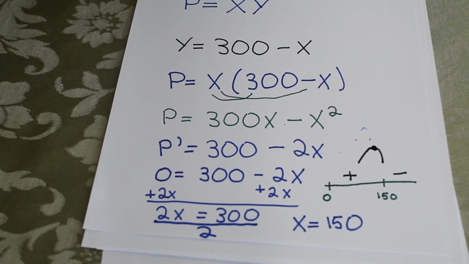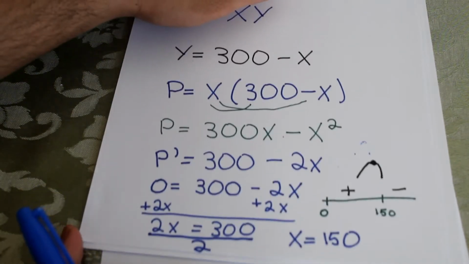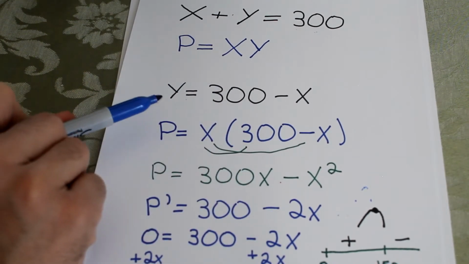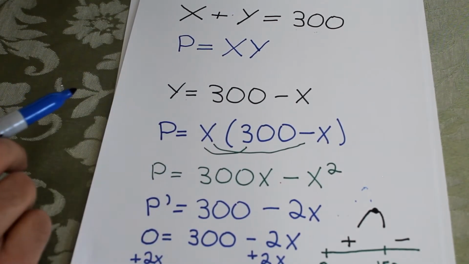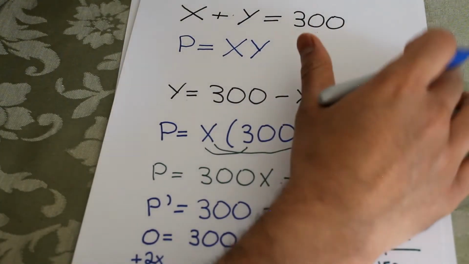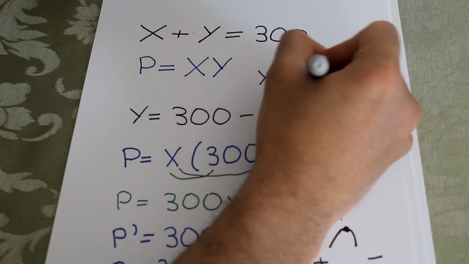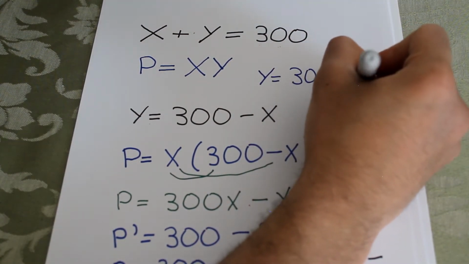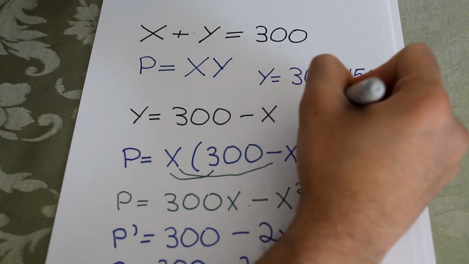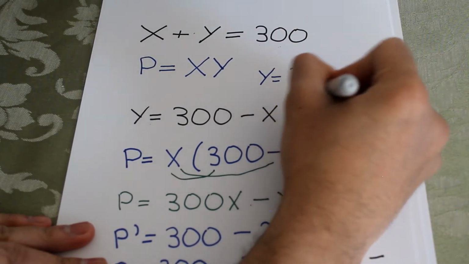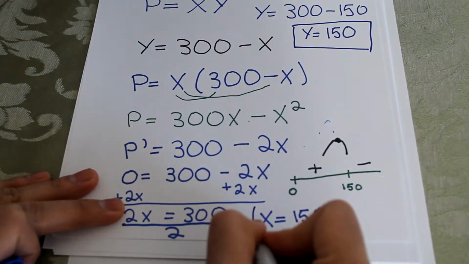But we're not done yet. We're looking for two numbers. We know x, now we have to figure out what y is. In order to figure out what y is equal to, all you have to do is look at this equation right here. y equals 300 minus x. We already know what x is, so we can just plug in to get the y value. y equals 300 minus 150. And we get y is equal to 150. So now we know both of the values that we were looking for.